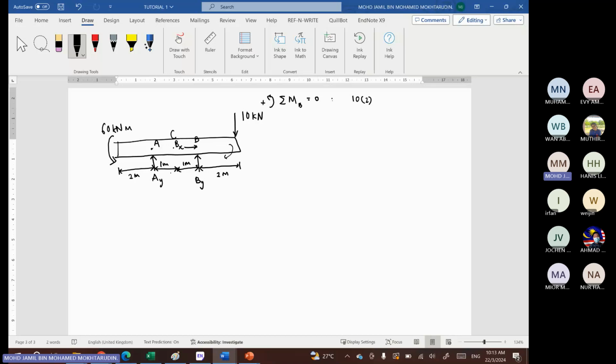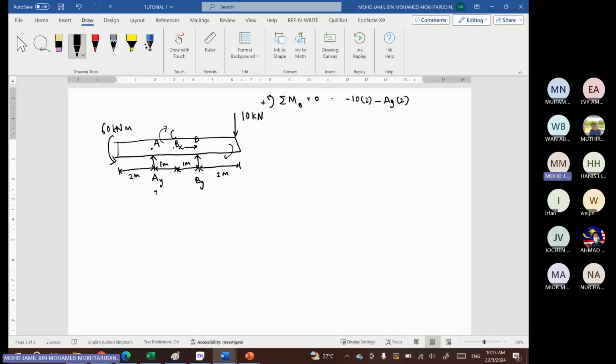Oh, clockwise, sorry, clockwise, negative. And then we have the force AY. So force AY times 2 meter from point B. So we get clockwise direction. So again, we have negative AY times 2.